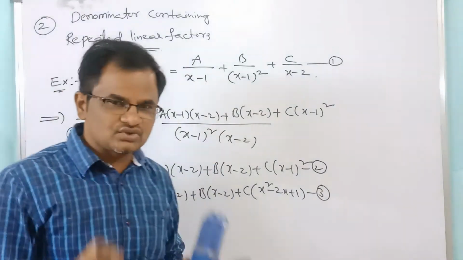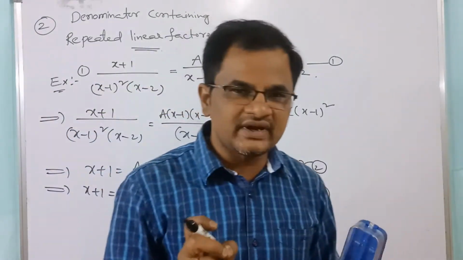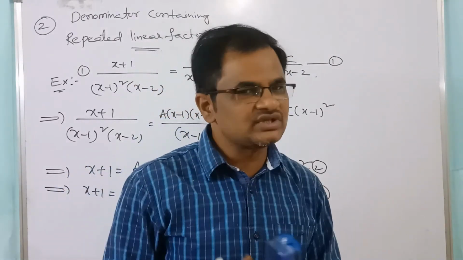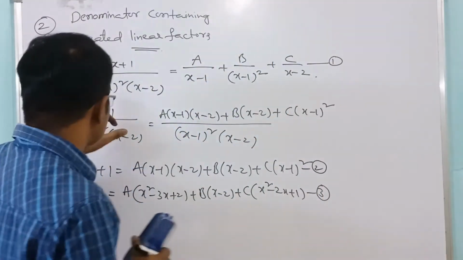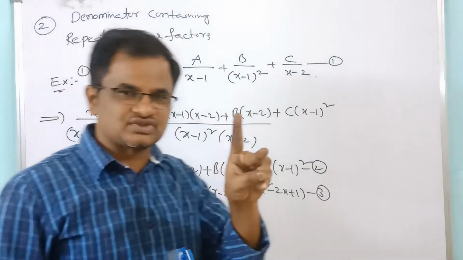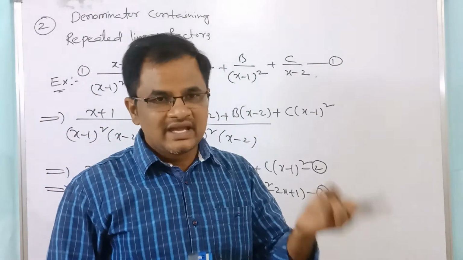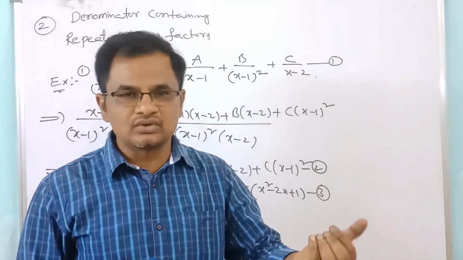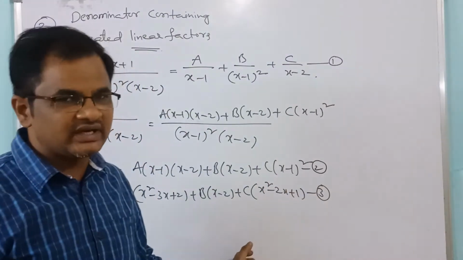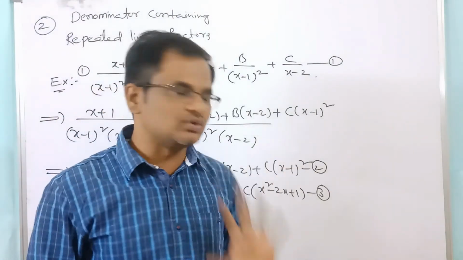Now what are the substitutions? First we have to identify whether there is any substitution. If a linear factor is there, definitely a substitution is there. So how many linear factors are there? x minus 1 is there, x minus 2 is there. Means there are two substitutions to get two values, x equal to 1 and x equal to 2. First you complete that work. Substitute x equal to 1 and find out whether any value is obtained, and substitute x equal to 2 like that.